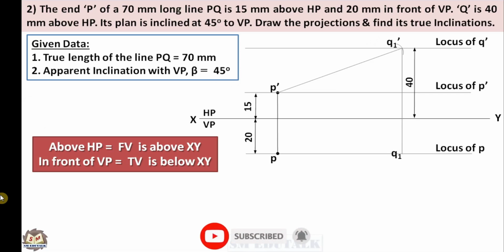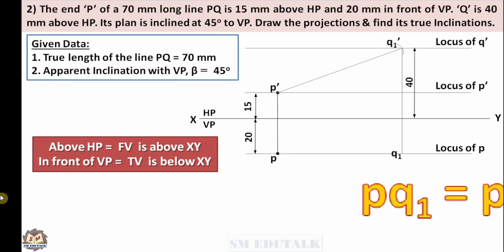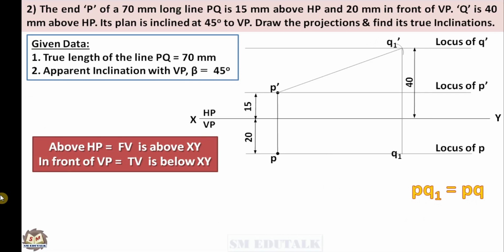We need two locus lines to draw the top view, but the top view position of endpoint Q is not given in the question. Then how do you draw the locus of Q? Do you remember what I told you while explaining the drawing procedure? That is, the distance between the points P and Q1 in the first endpoint locus is equal to the top view length PQ. That is, PQ1 equals PQ. So, rotate PQ1 to get the top view PQ.